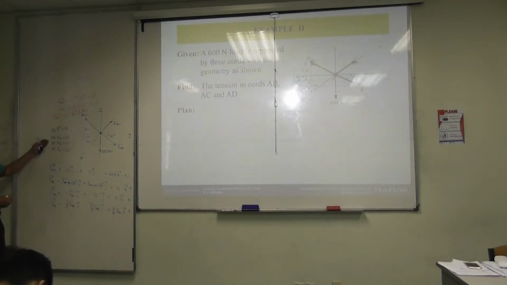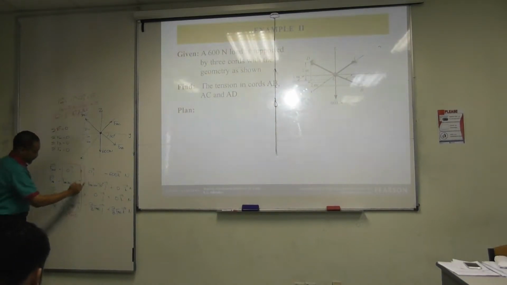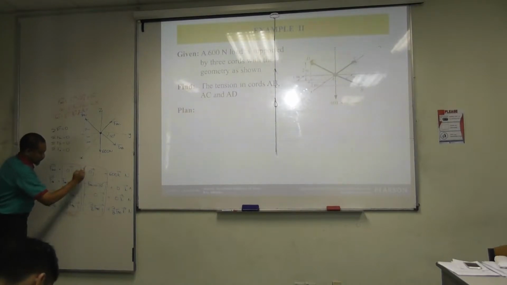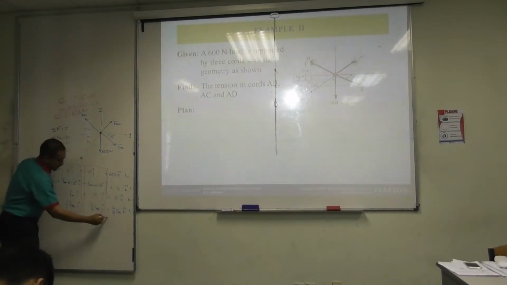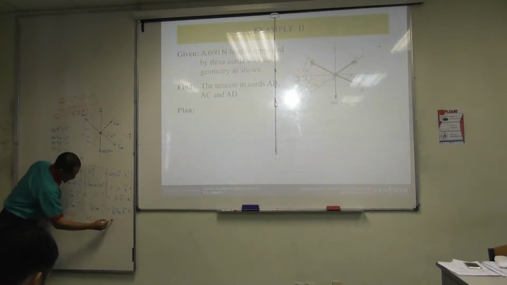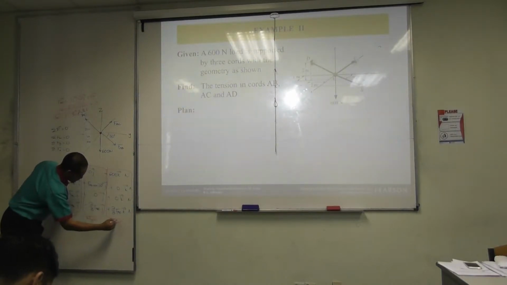So we apply this equation of equilibrium, right? What we do is that we add all of this. Basically what we do here is summation of Fx equal to 0, right? And if you add all of this, you have summation of Fy equal to 0. If you add all of this, you get summation of Fz equal to 0, right?